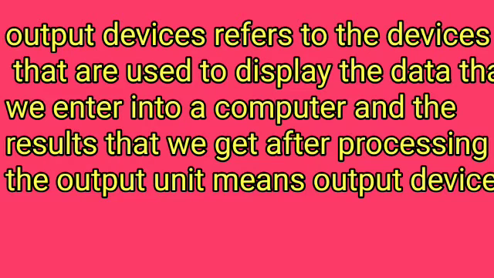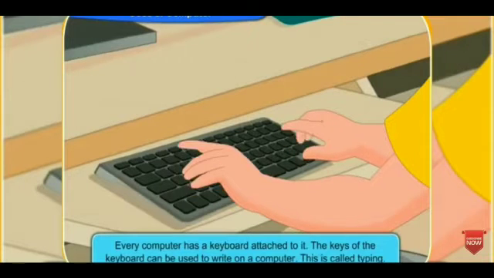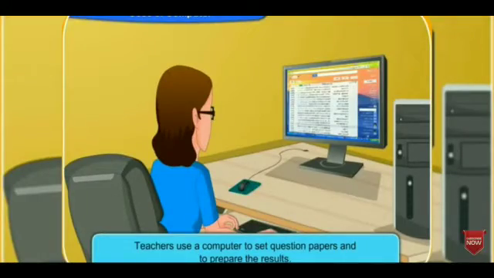Output devices. Output devices refer to the devices that are used to display the data that we enter into a computer and the result that we get after processing. Output unit means output devices. Here are some examples shown: monitor, printer, speaker, projector and many more. Input is given by the input devices, and we get the output after the input is processed.